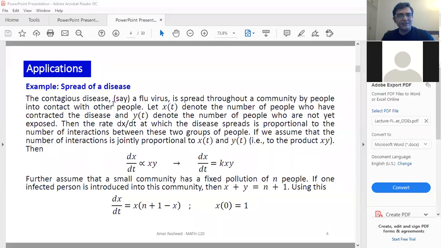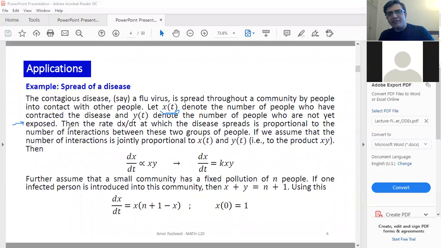A contagious disease, say a flu virus, for example COVID-19 these days, or maybe Ebola or other viruses, is spread throughout a community by people coming into contact with other people. This is how the contagious disease spreads among the community. So here we assume that x of t denotes the number of people who have contracted the disease, and y of t denotes the number of people who have not yet been exposed to that disease.